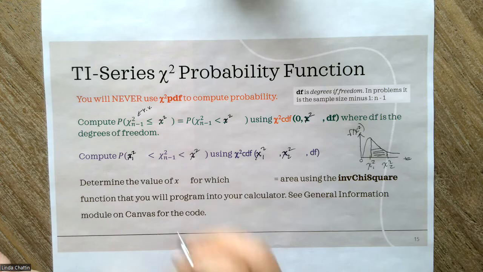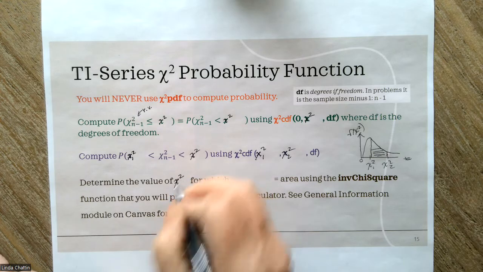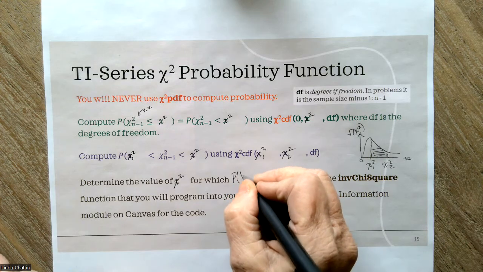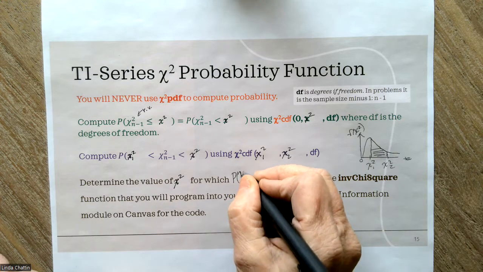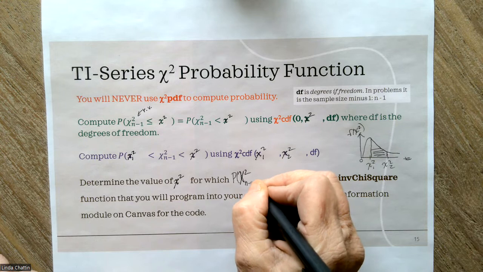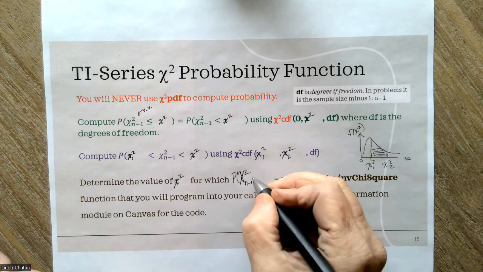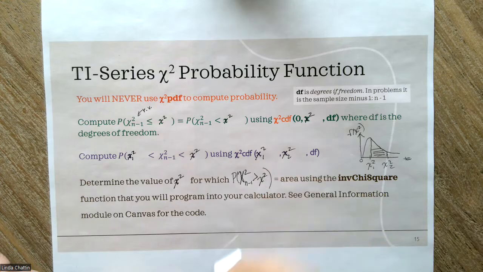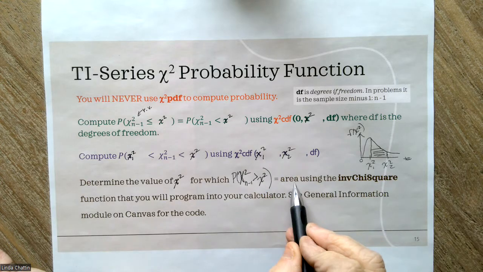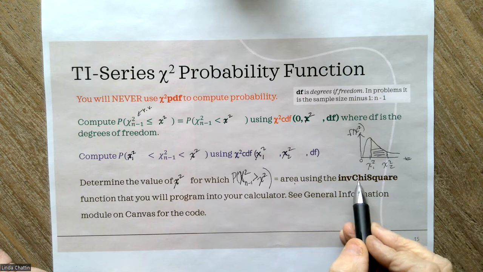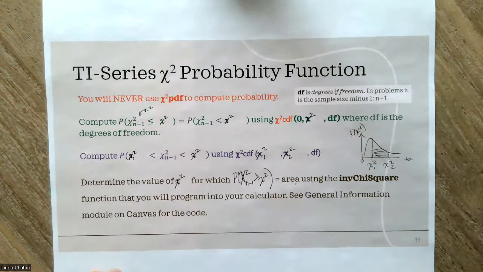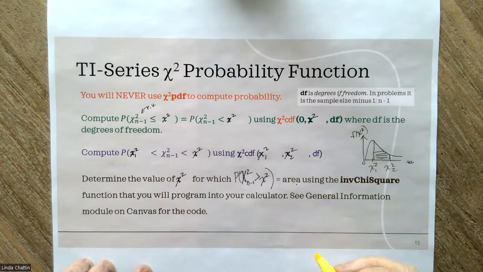If I'm interested in finding the value on the chi-square axis for which the probability that my chi-square n-1 random variable is bigger than that value equals an area, I'm going to use this inverse chi-square function. Now, this is important. It isn't in the TI. So you've got to program it.